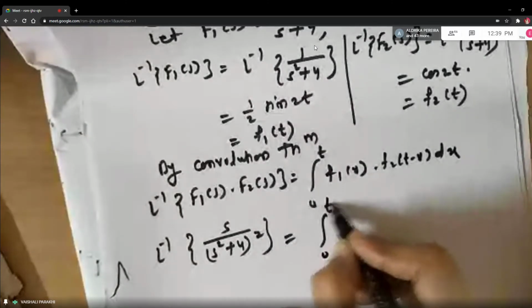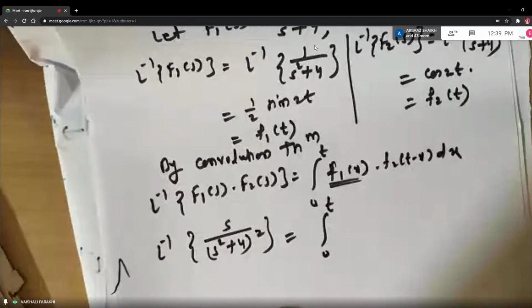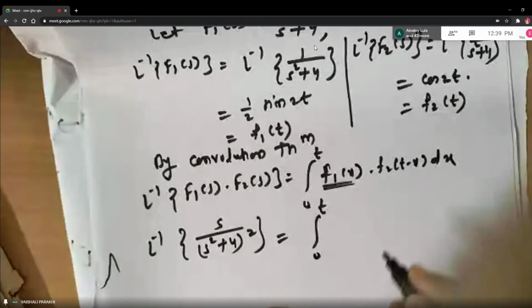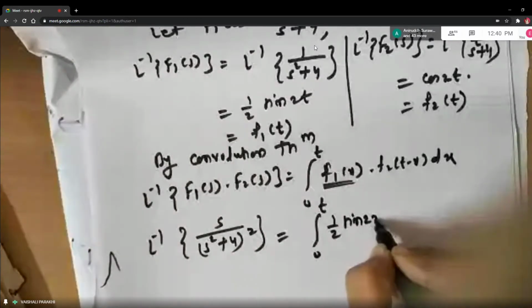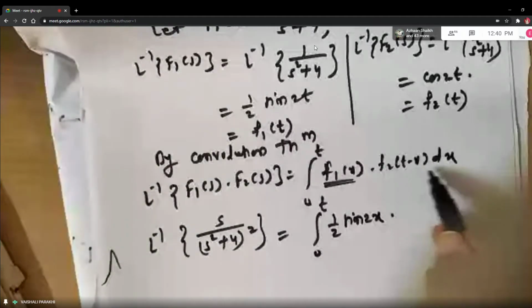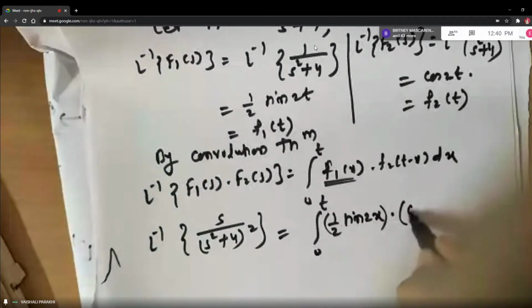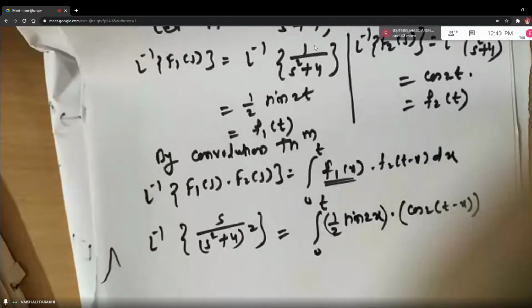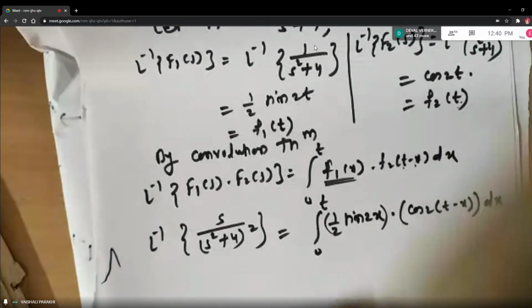Now see what I do. Integral from 0 to t f1 of x. Can anybody tell me what is f1 of t? Deval, can you tell me what will be the substitution for f1? Half sine 2x. Very good. So you just have to replace t by x. And tell me what will be f2 of t minus x also. Cos 2 of t minus x. Very good. So this is your f2 of t. Wherever there is t, replace it by t minus x. I am happy that you are understanding.